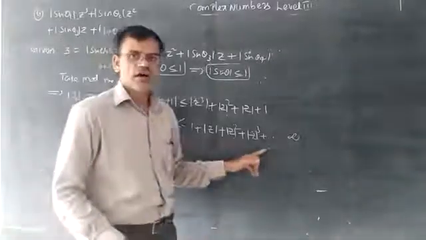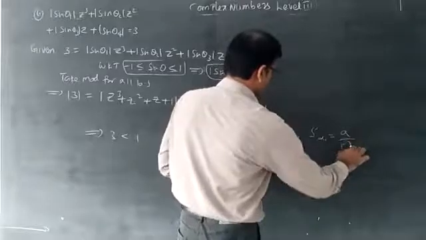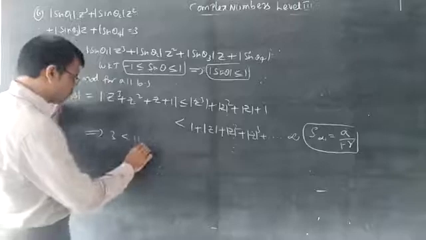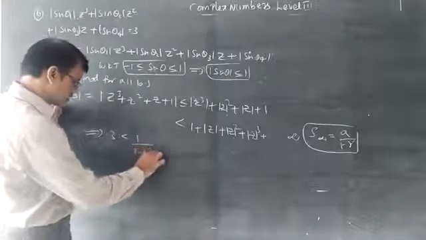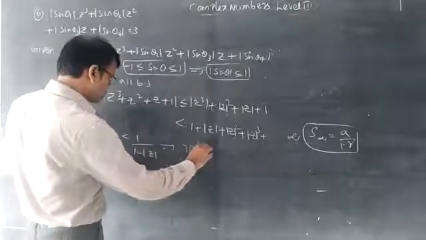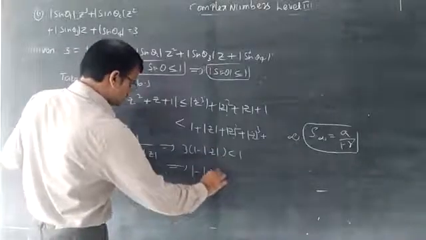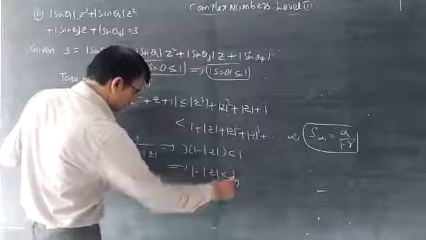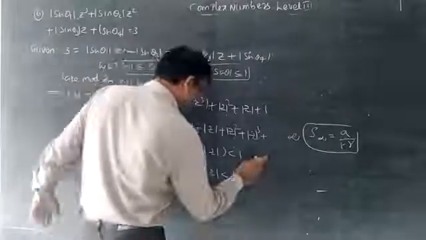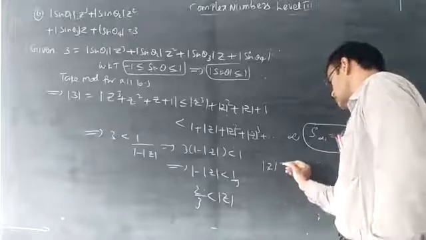This is the formula of infinite geometric progression. For an infinite geometric progression, apply the value a by 1 minus r. Here, 1 by 1 minus modulus z. That implies, now apply 3 into 1 minus modulus z less than 1. That implies 1 minus modulus z less than 1 by 3. Taking 1 by 3 this side, it becomes 2 by 3 less than modulus z. Therefore, modulus z greater than 2 by 3.